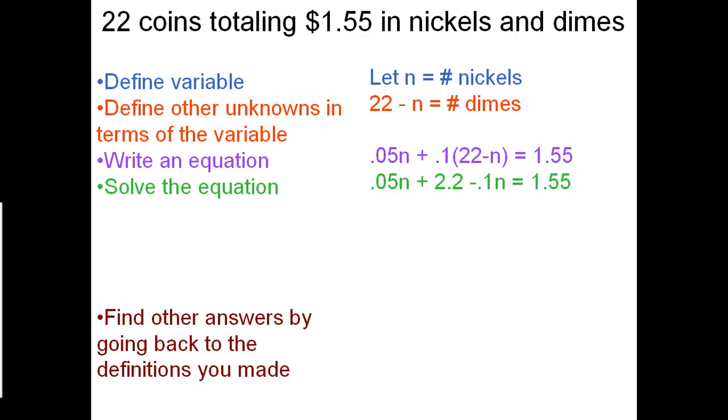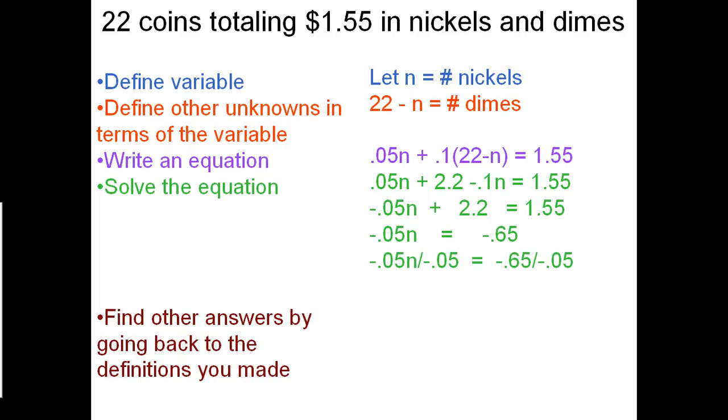Don't get concerned with the negative right now. It's going to work out okay, because the next thing we need to do is get rid of this 2.2. If I subtract 2.2 from both sides, I'm going to get another negative on this side, because 1.55 minus 2.2 is going to give us a negative. So look at that: negative 0.05n is equal to negative 0.65. I'm going to divide both sides by negative 0.05 to get n by itself. And now look, we have a negative divided by a negative, so it's going to be a positive. It's going to work out okay.